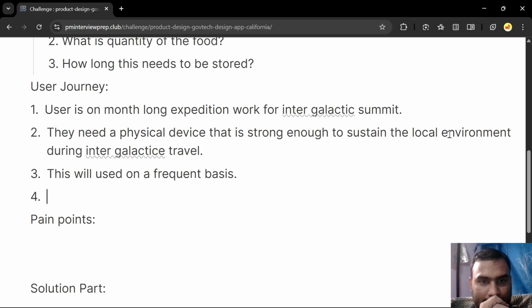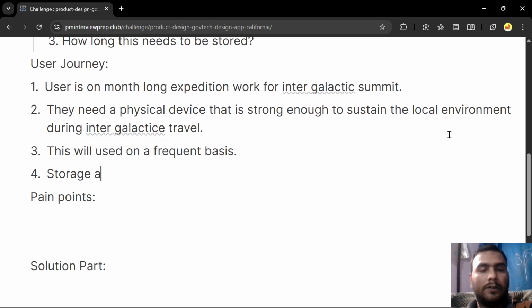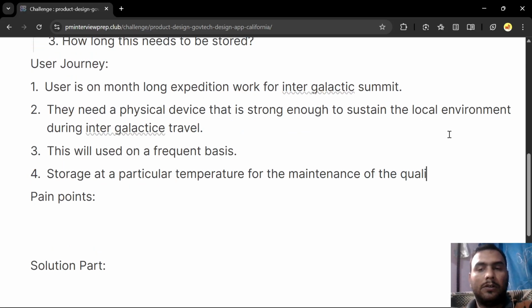Is there anything else that I can think about their journey? Yes, the storage part, where it will be stored. It will, of course, be stored in a transportation device at a temperature suitable for storage, for maintenance of the quality of the food.